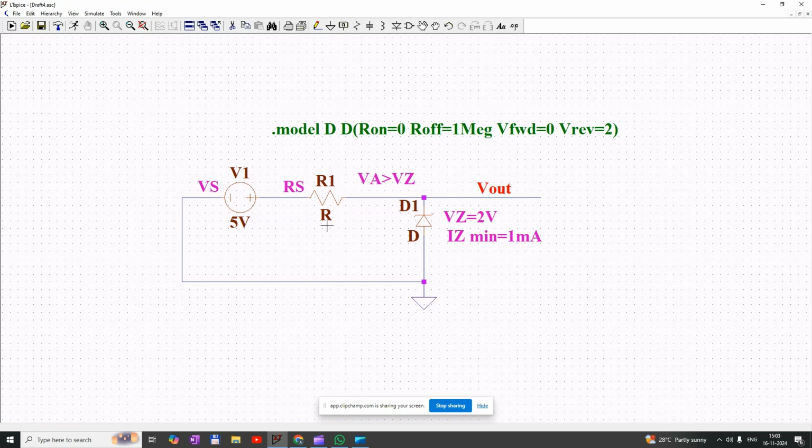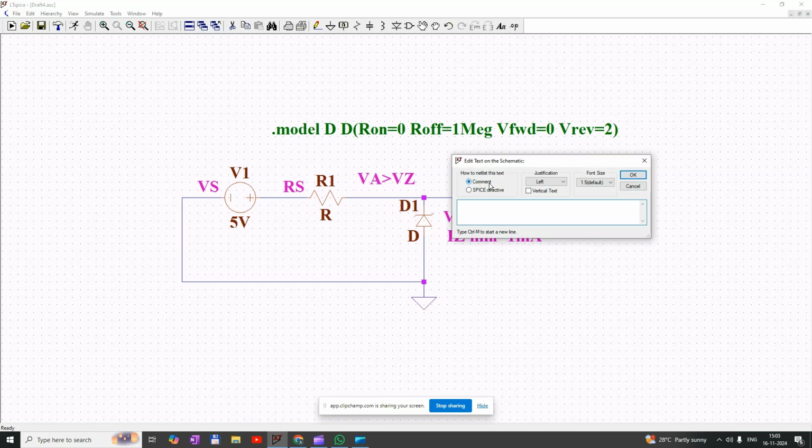Based on the series resistance, some current will flow through the Zener diode. So Iz is equal to Vs minus Vz divided by Rs. As we know, Vs is equal to 5 volt and Vz is equal to 2 volt, so Iz is equal to 3 volt divided by Rs.